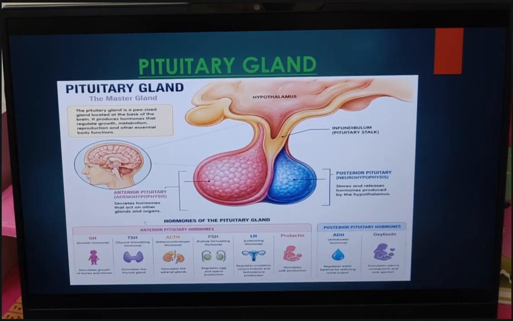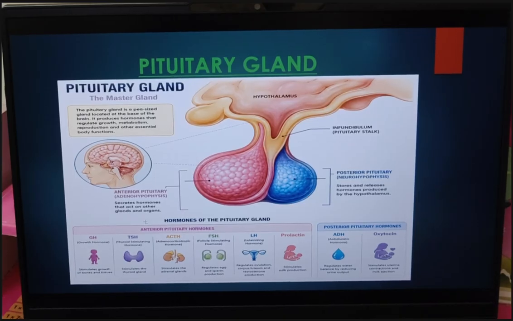This question can be asked in 2 marks, 3 marks or even 5 marks. It can be asked like locate the different types of glands, or sometimes they may ask you the hormones secreted. Sometimes they can also ask the functions of each and every gland. So that can be asked in 2 marks, 3 marks or even in 5 marks.